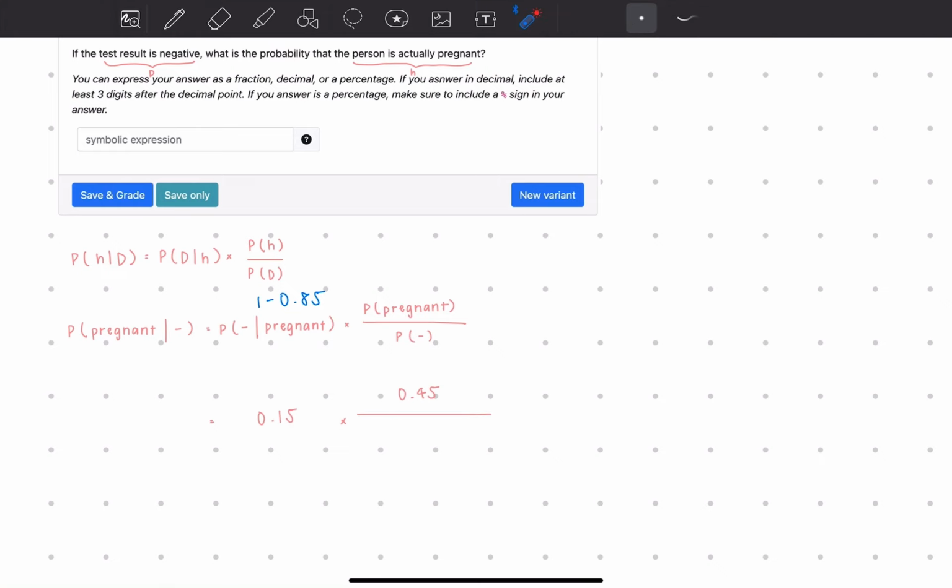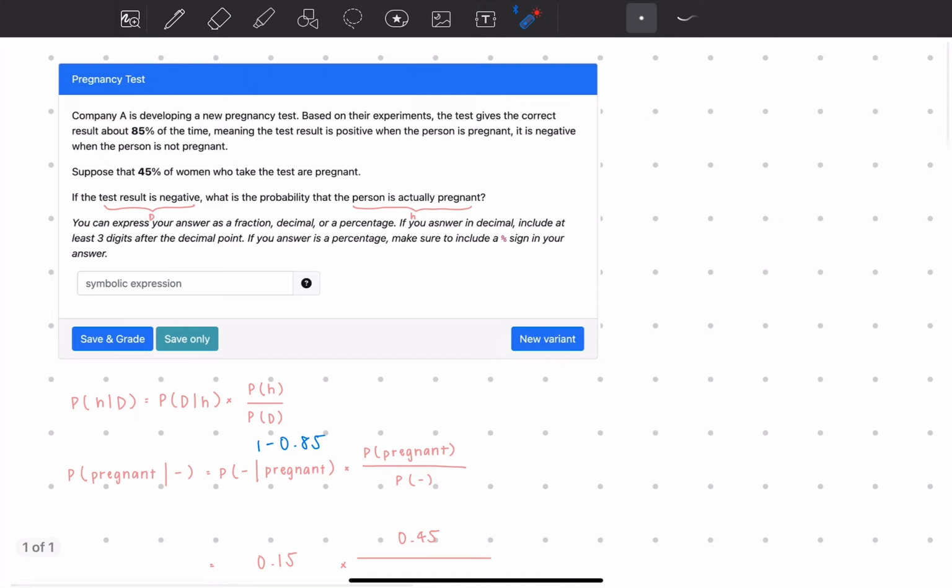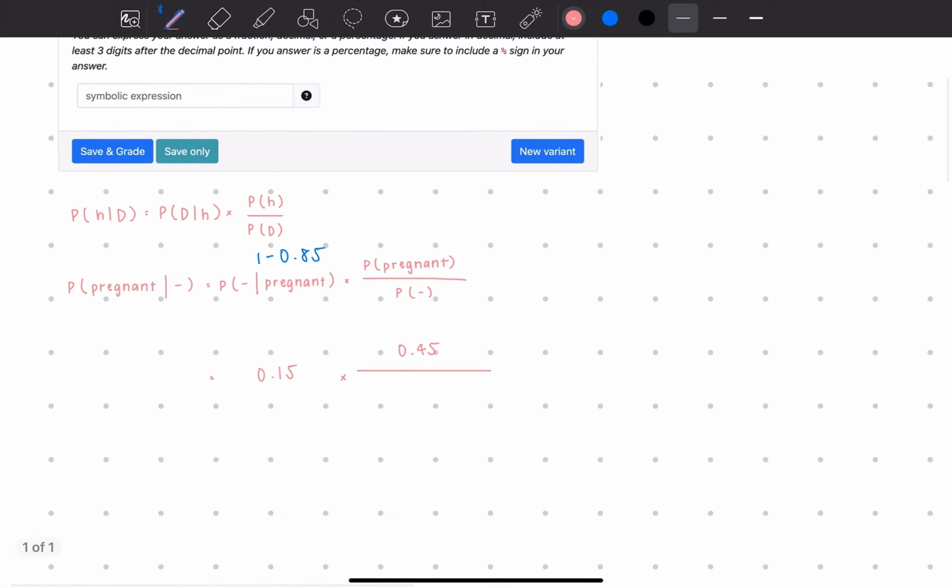Finally, we want to find the probability of a negative test result. We have to consider pregnant women who are incorrectly getting a negative result and non-pregnant women who are correctly receiving a negative result. So again, 45% of women who take the test are pregnant. However, there is a 15% chance of them incorrectly receiving a negative test result. So we can indicate that by multiplying 0.45 by 0.15.